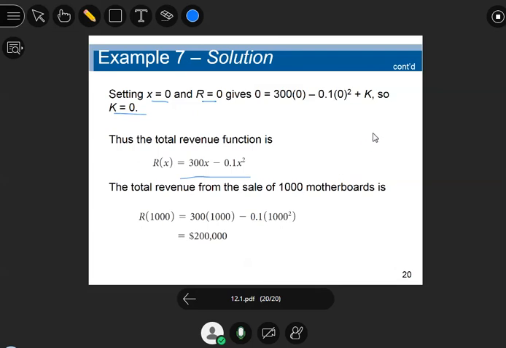The problem further asks to find the total revenue when 1000 motherboards are sold. The only thing you need to do is substitute 1000 into this revenue function, then you can obtain $200,000 as the revenue from selling 1000 motherboards.